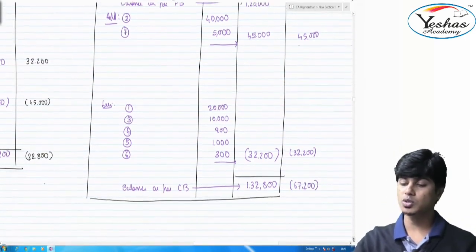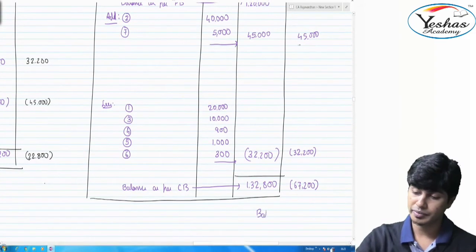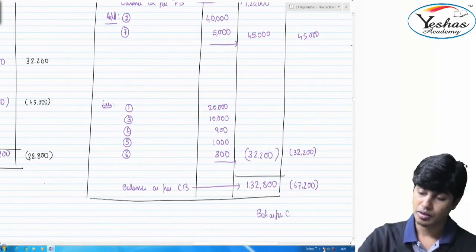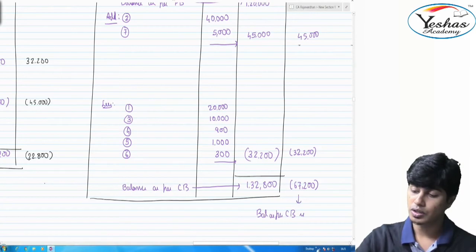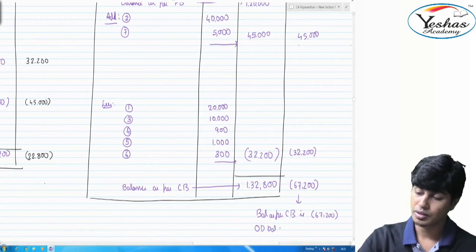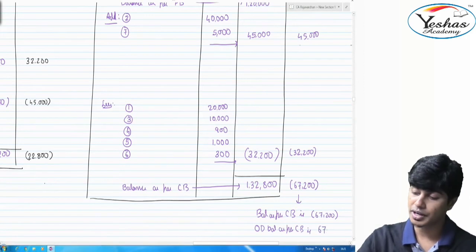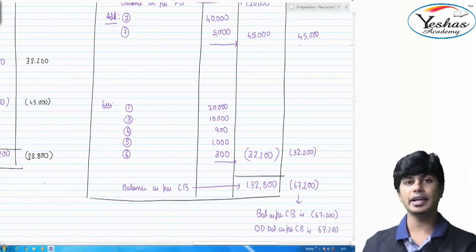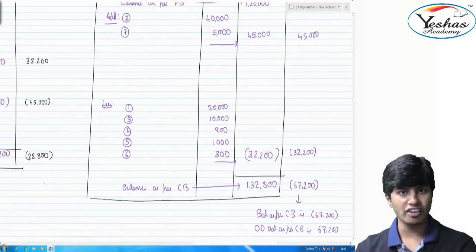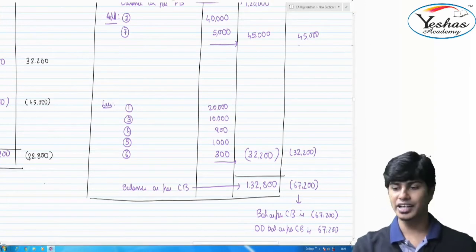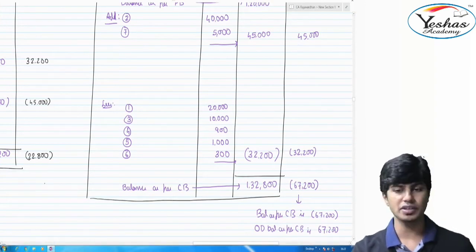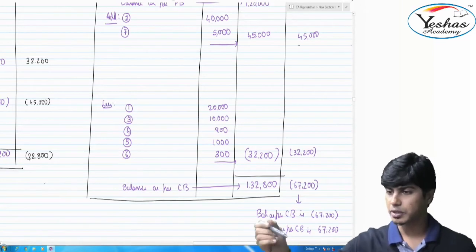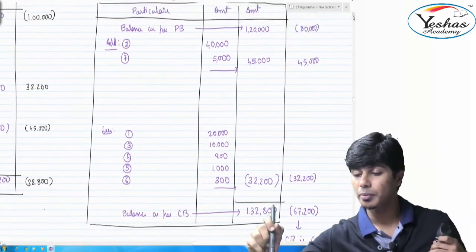Balance as per cash book is an overdraft. So we can either write balance as per cash book for case D is minus 67,200, or we can write it as overdraft. If I write overdraft balance as per cash book, then I need not write negative. I'll straight away write overdraft balance as per cash book 67,200. So this is the answer with respect to case C and case D, which you did as homework.